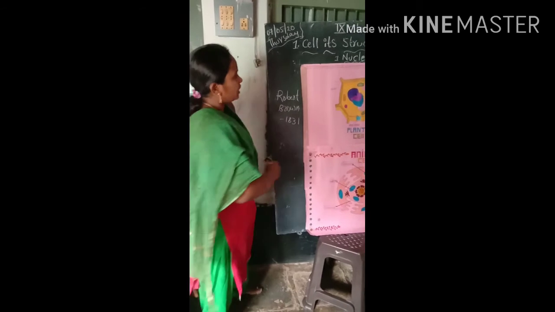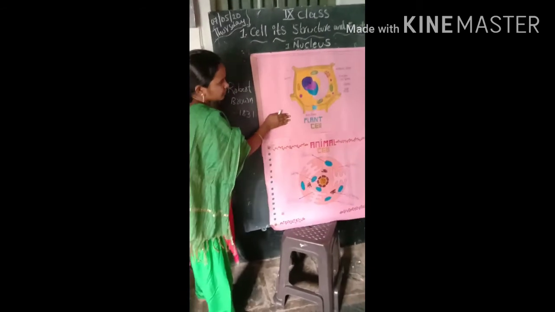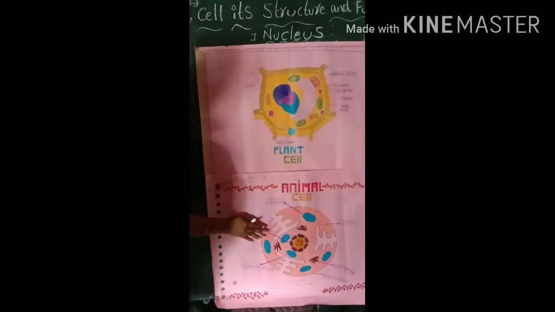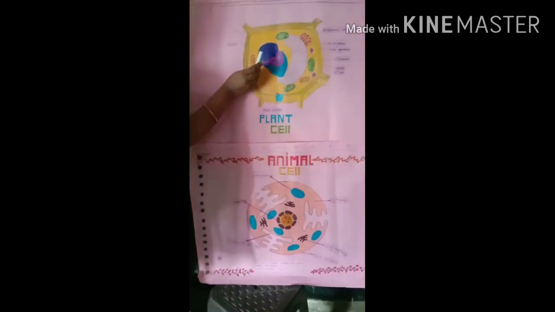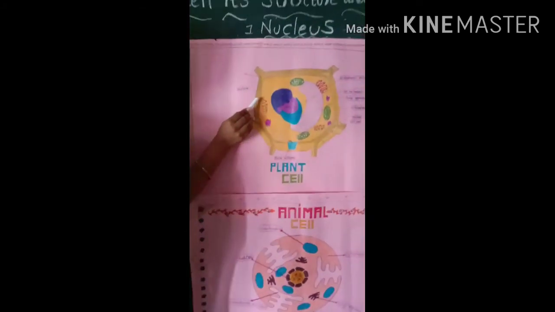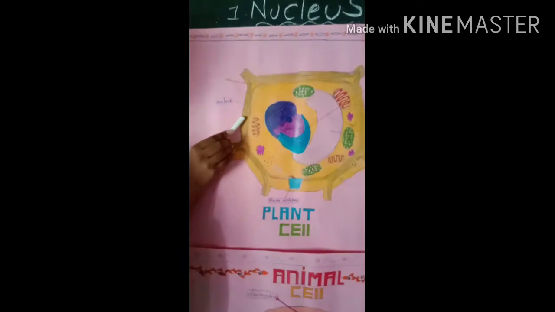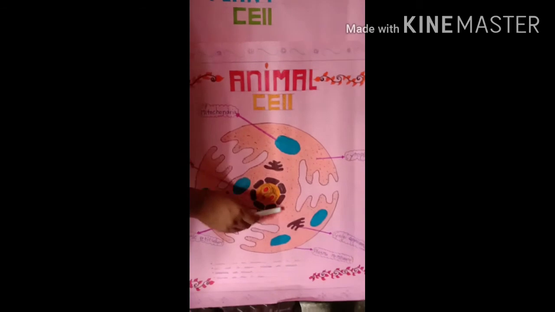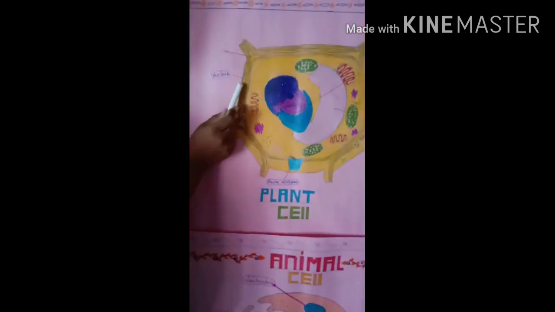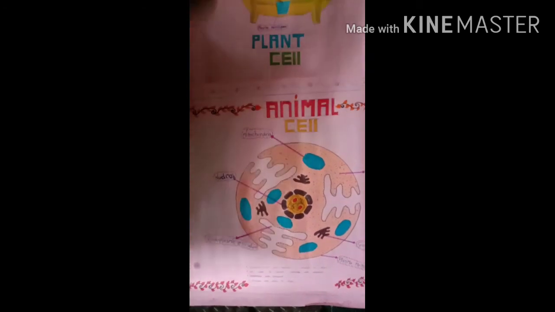Let us observe the nucleus. Children, see, this is a plant cell and this is an animal cell. In a plant cell, the nucleus is present near the boundary line of the plasma membrane. Whereas in an animal cell, it is present in the center of the cell.